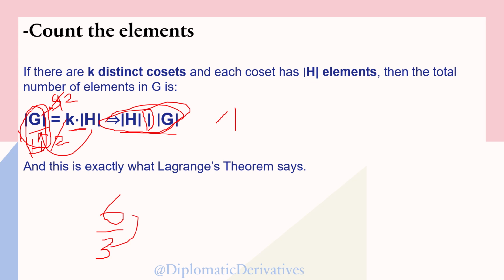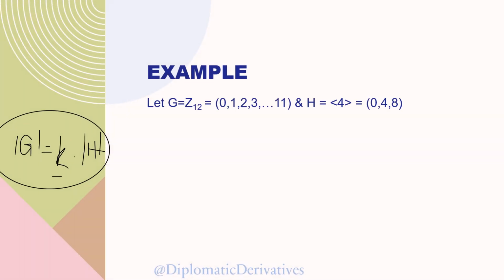3 completely divides 6 equally. Completely, equally divides 6, right? There has to be this equal division. Or we can say we have 8 by 2. So 8 is equally divided by 2 how many times? 4 times. So this is what Lagrange's theorem is: that there is an equal division by the subgroup to the group. Okay? We'll take an example as well.